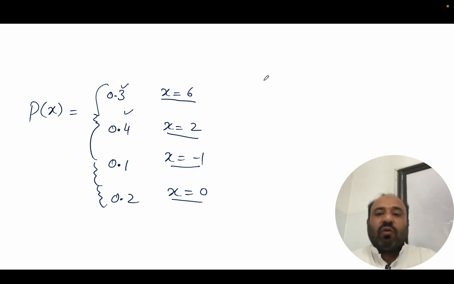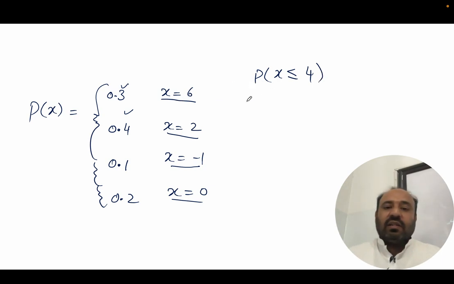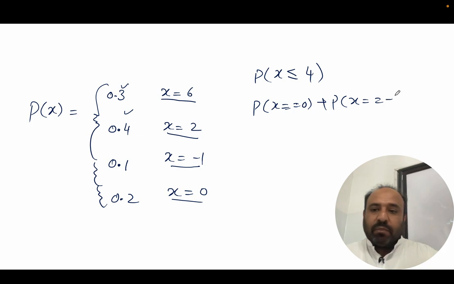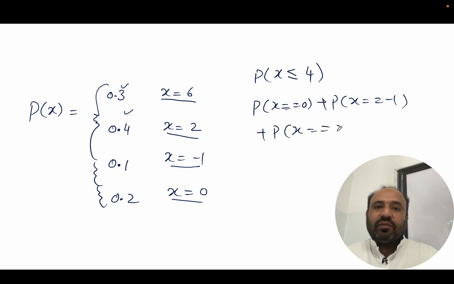For example, what is the probability that X is less than or equal to 4? Well, this says the probability that X is equal to 0, plus the probability that X is equal to -1, plus the probability that X is equal to 2. And you can just add them up.